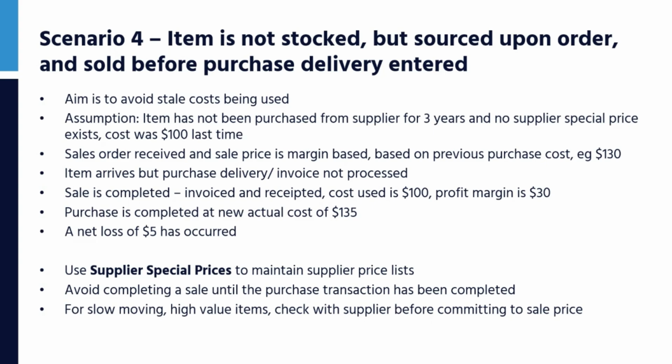And then you have a situation where, like the previous scenario, the item gets purchased, it actually arrives, but the purchase delivery doesn't get processed before the sale is completed. So you basically sell that item. The cost is $100 based on the last time it was purchased. So your profit margin at that point in time is a reasonable $30. But then when the purchase is completed, the new actual cost of $135, a net loss of $5 has occurred.